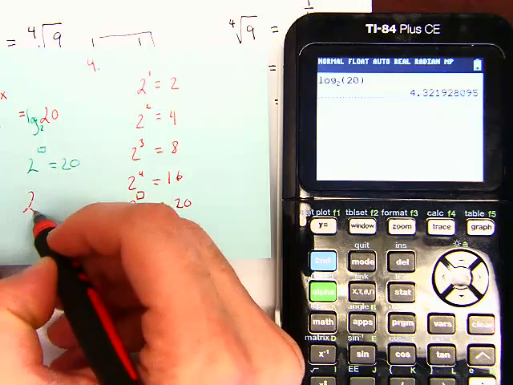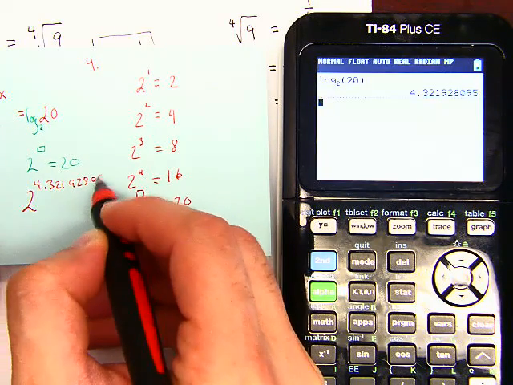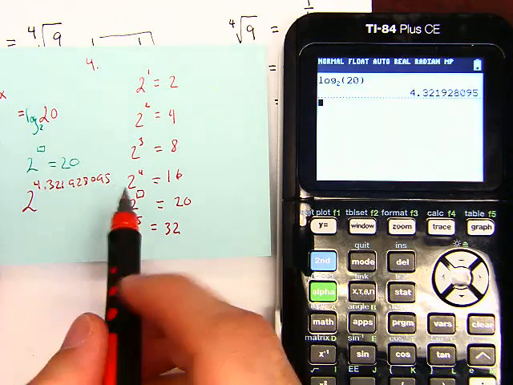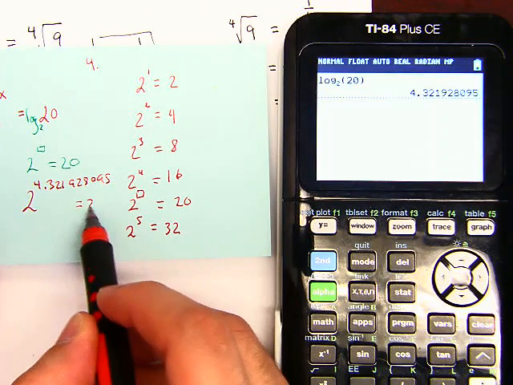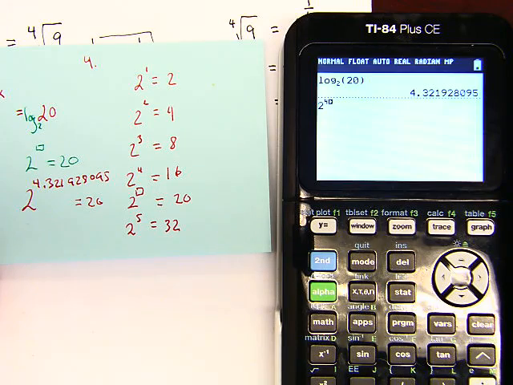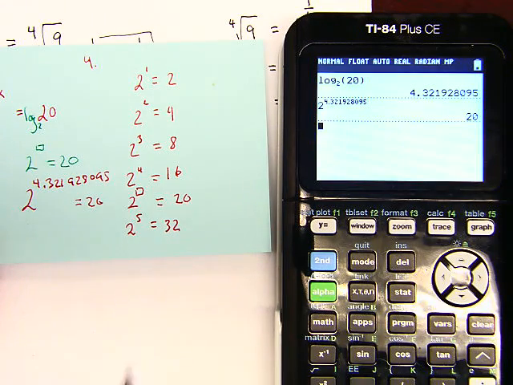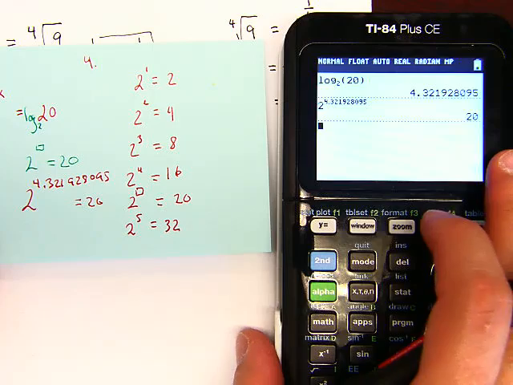So if I do 2 to the 4.321928095, it will give me 20. And if you want, you could check it in your calculator. You just do 2 to the 4.321928095, and notice that it gives you 20. Isn't that amazing? All right. So hopefully this feels good.